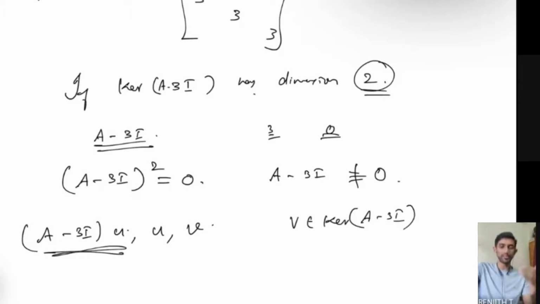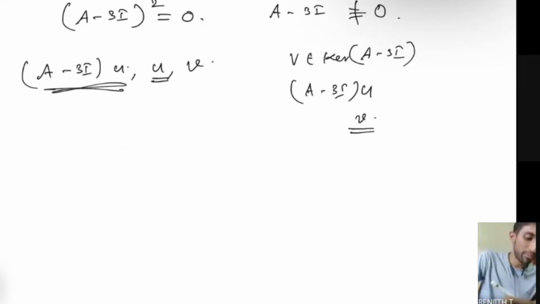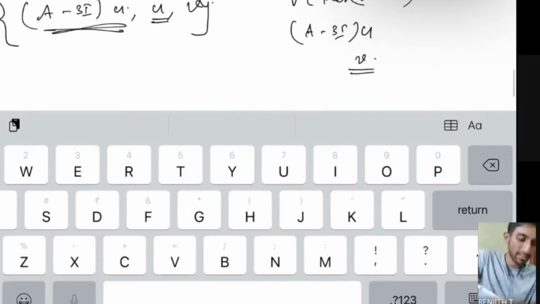So what are the elements in the kernel now? (A minus 3I)u is there and v is there. So there are 2 elements already, and one more vector u. This is what we call a generalized eigenvector. Then what will be the matrix corresponding to this basis?